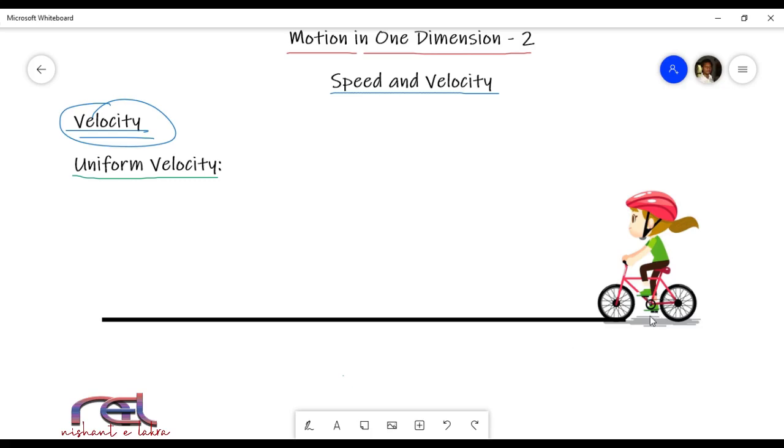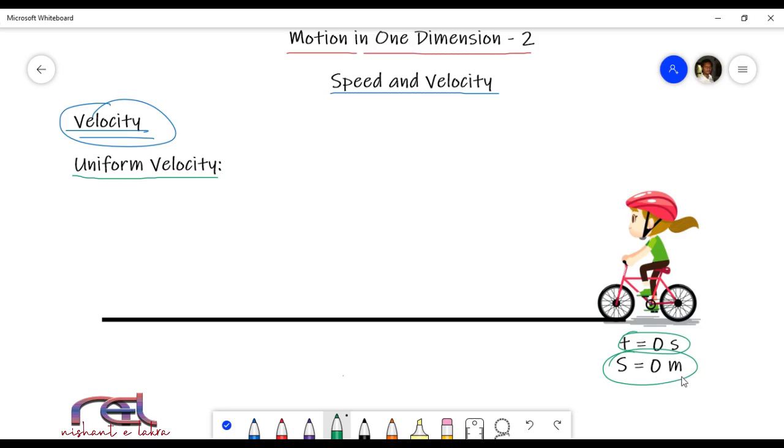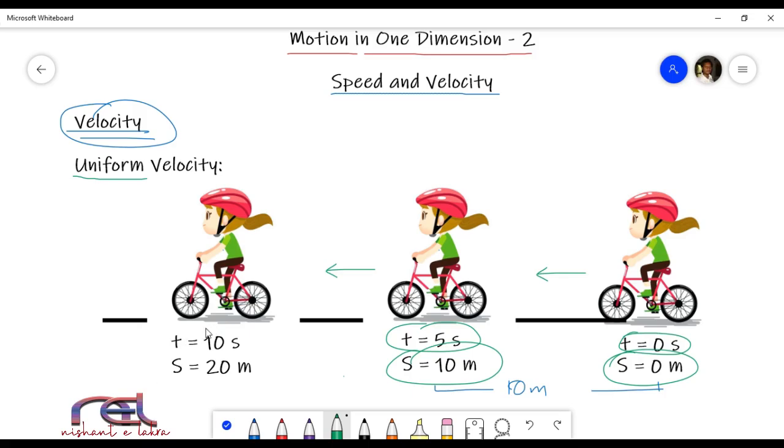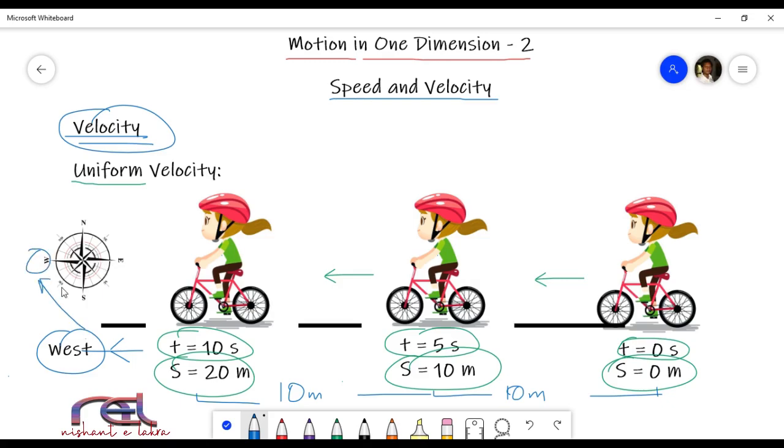Let's say that you are cycling, or there's someone cycling. Okay, this is the initial point where time is 0 second, distance covered is 0 meter. Now this person is traveling, this person has covered 5 seconds. In 5 seconds it has covered 10 meters. Okay, 10 meters. And in again another 5 seconds, the person has covered 20 meters. Okay, and looking at the compass, you understand that this person is cycling westward, towards west, right?